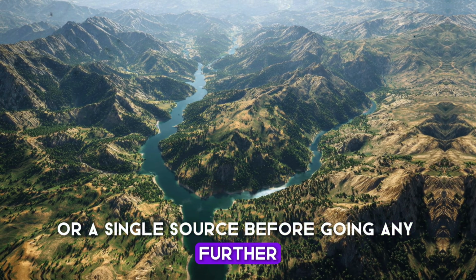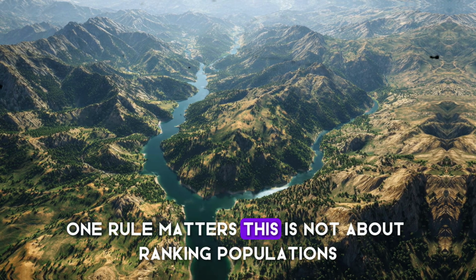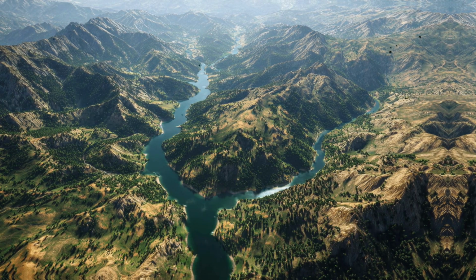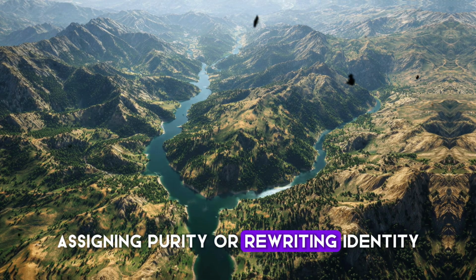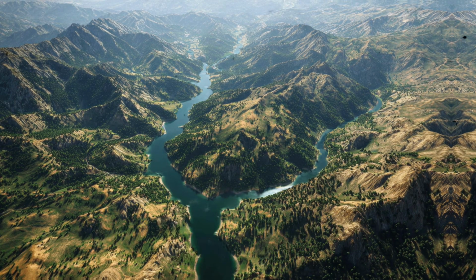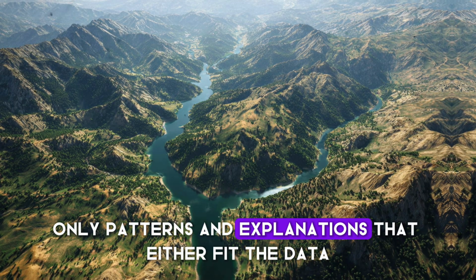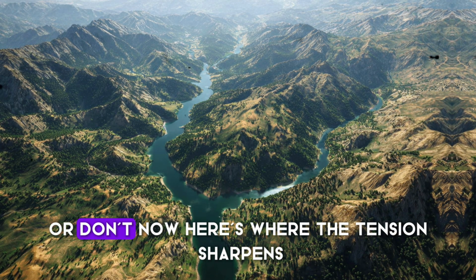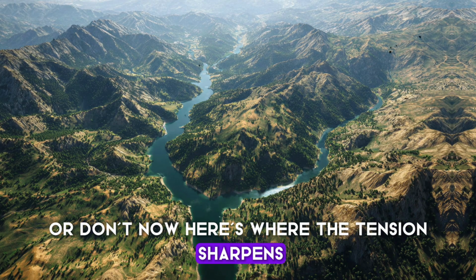Before going any further, one rule matters. This is not about ranking populations, assigning purity, or rewriting identity. There are no better or worse lineages here. Only patterns and explanations that either fit the data or don't. Now, here's where the tension sharpens.